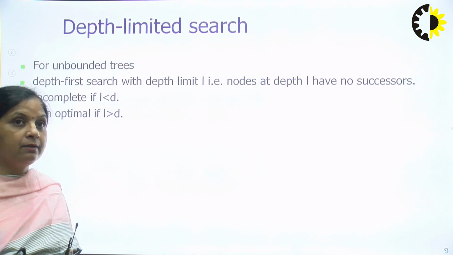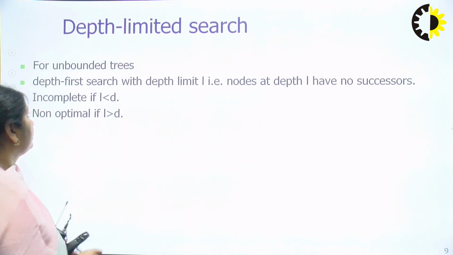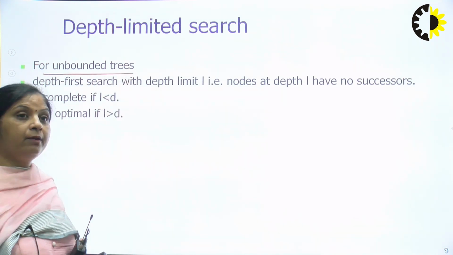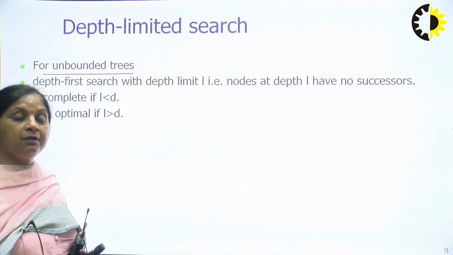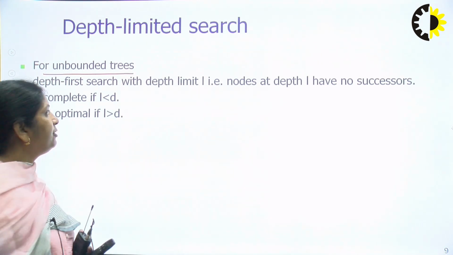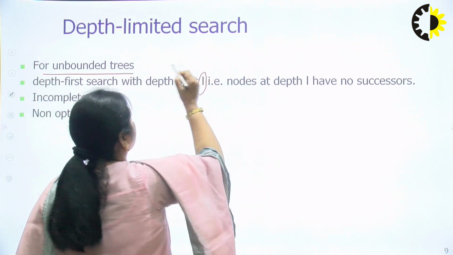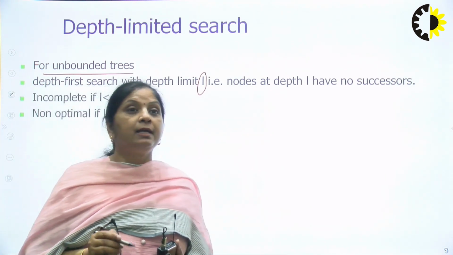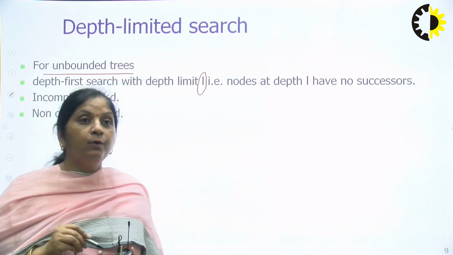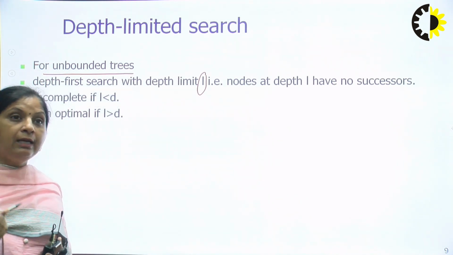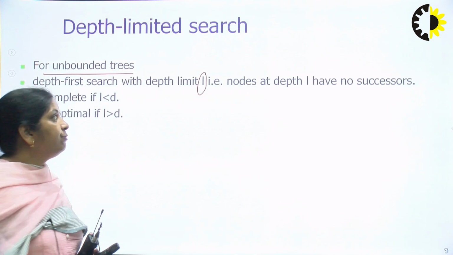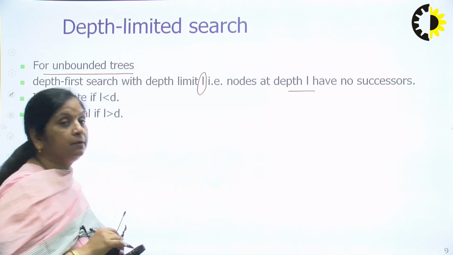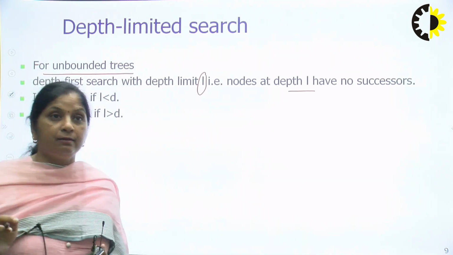We can have another option, that is depth limited search. Depth limited search is used when the trees are unbounded. It means there is no depth limit. It is not M, it could be anything, it may be infinite. So what we do, we define a depth limit L. Depth first search with depth limit L is called depth limited search. We search only up to depth L. We assume that nodes at depth L will have no successors. We'll just explore till that.